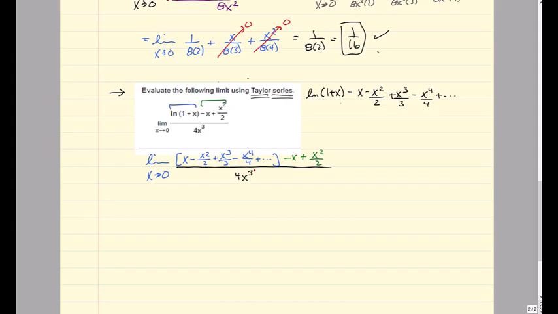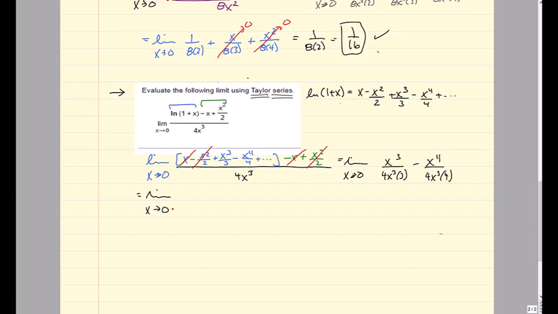So right away we see some canceling occurring. So I have x and a minus x, negative x squared over 2 and a positive x squared over 2, leaving me with the limit as x approaches 0. And it looks like we're left with x cubed over 4x cubed times 3, minus x to the 4th over 4x cubed times 4. And again, the whole idea here is to simplify.